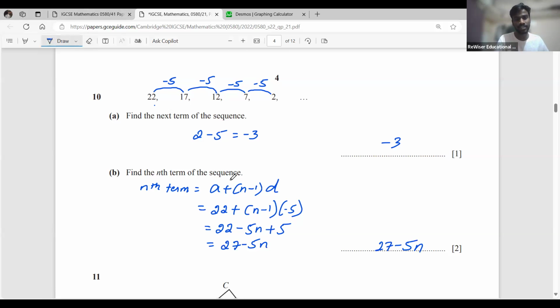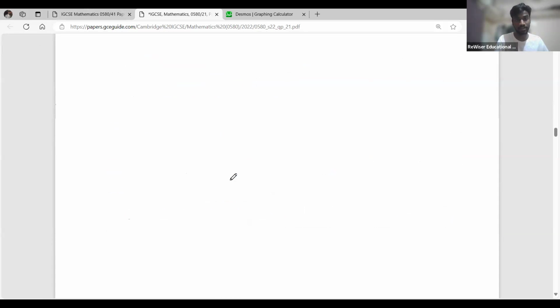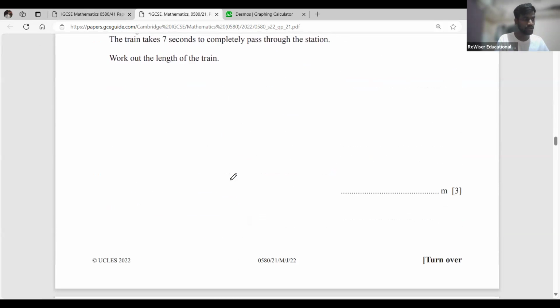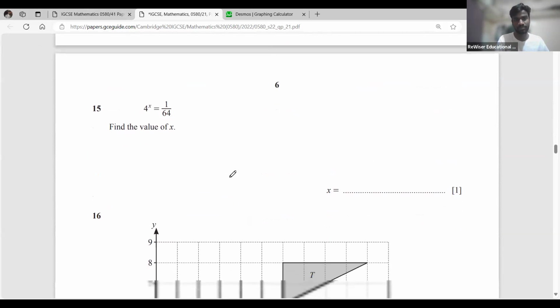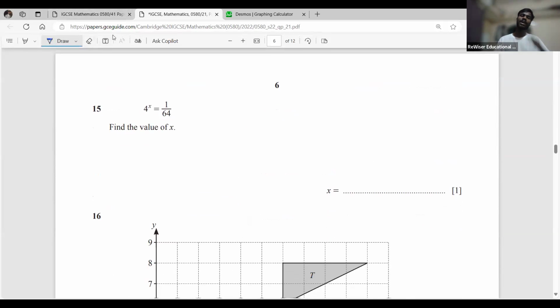And the next question we have on algebra on this paper is question number 15. So this comes under indices. So we have this 4 power x, and under indices you should also be aware that whenever you have a power x equals b power x, with the same index on both, or whenever we have a power x equals a power y, with the same base on both sides, we can equate the powers.